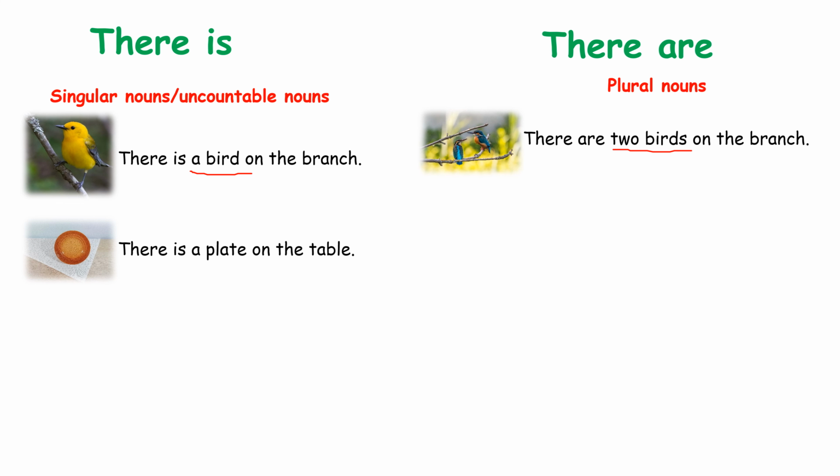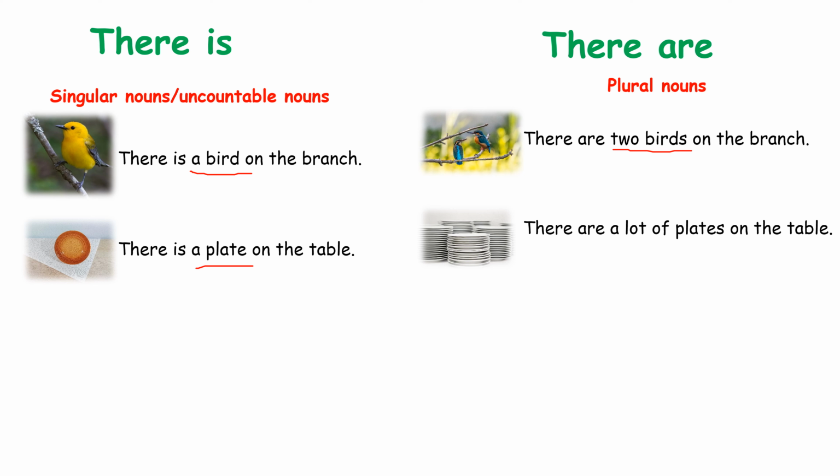There is a plate on the table. Here, once again, we say there is because the noun is in the singular form. There are a lot of plates on the table. Here I would say there are because we are talking about many plates. It's a plural noun.